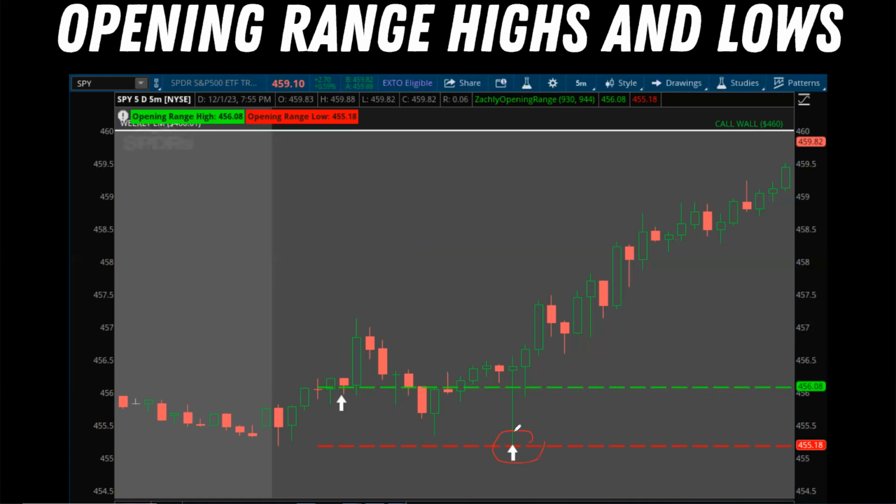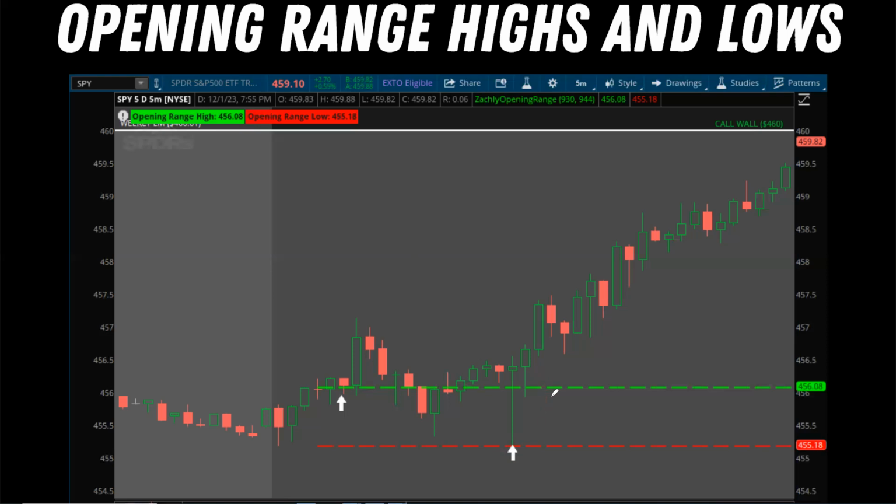Well, we tag the opening range lows, guys. Look, that is the opening range low, and that's exactly where we find support. This is what I mean. So you enter here because you're looking for a test of the opening range lows, and oftentimes I'll look to take profit at the opening range highs.